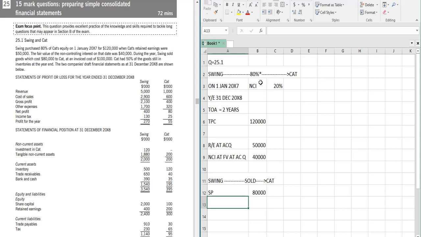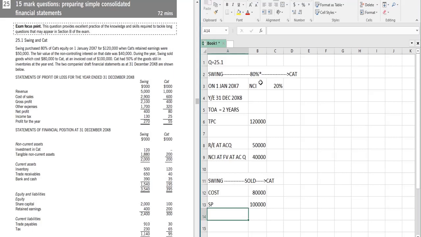So don't get confused that this is a cost on which a markup will be charged. No, not at all. The question says which cost 80,000 to CAT, and at an invoice cost of 100,000. Sorry, the 80,000 is the cost for the parent. For the subsidiary CAT, the cost is the price at which it bought the goods, that is the 100,000 which is given in the question. And CAT had 50% of the goods still in inventory at the year end.